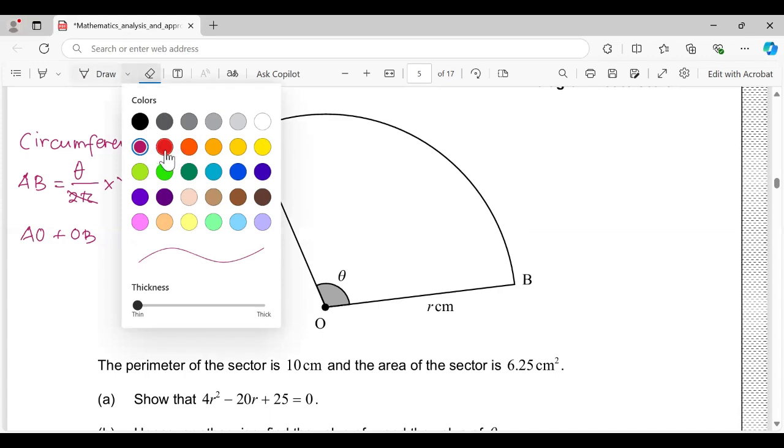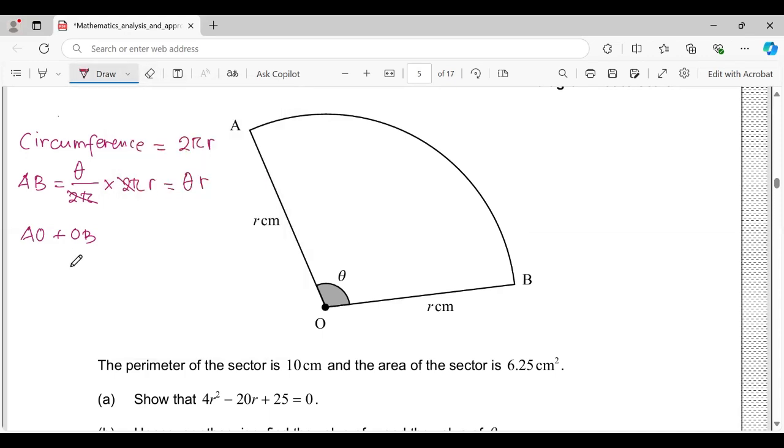Maybe some of you will confuse 2r, okay? AO plus OB, right? So it means 2r, AO plus OB, 2r plus AB is this one, theta r. According to this information that this is 10 centimeters, okay? This is the first equation.